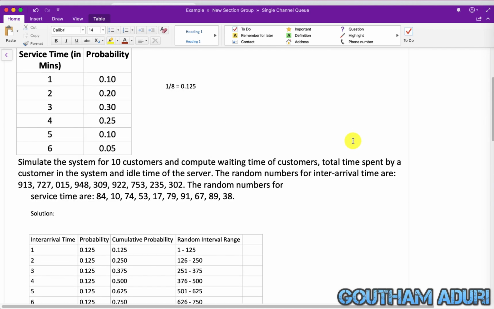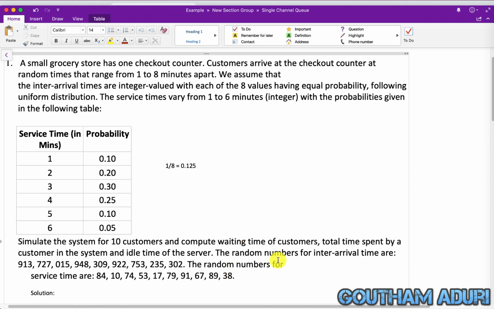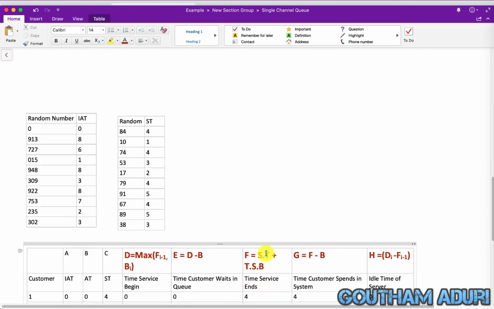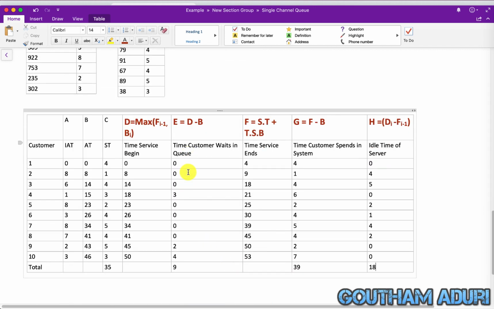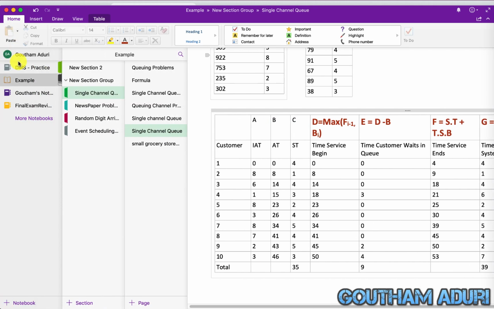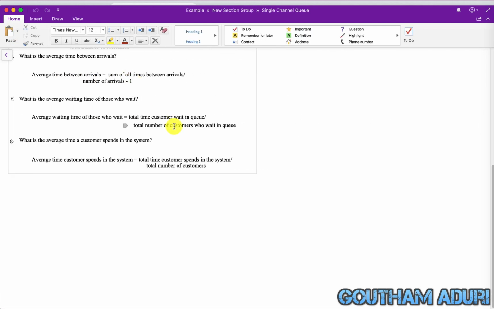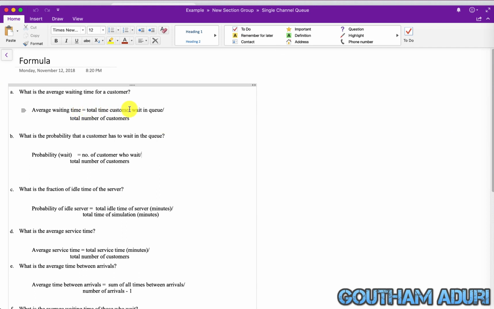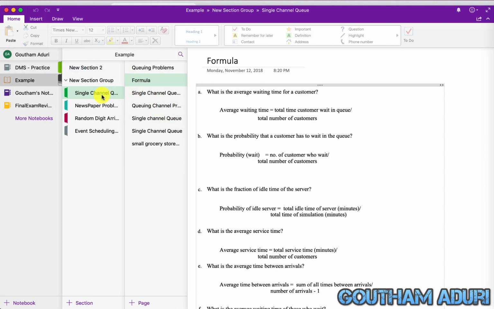So in the question, what it is asking is to compute the waiting time of the customer. So the total time customer waits in the queue is 39. So average waiting time will be the total time customer waits in the queue divided by the total number of customers. There are some formulas; you have to make sure that you understand them. These are pretty much there, so you can calculate with the help of those tables. And I hope this is quite understandable for you.